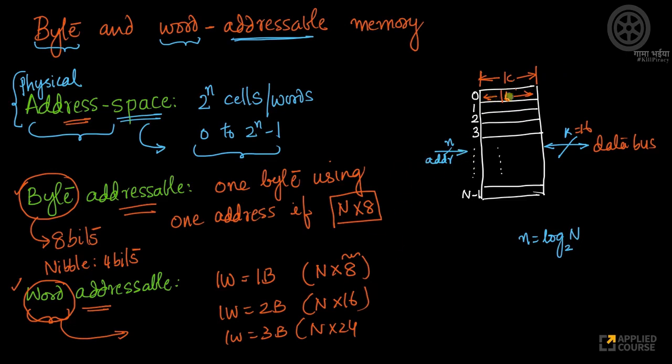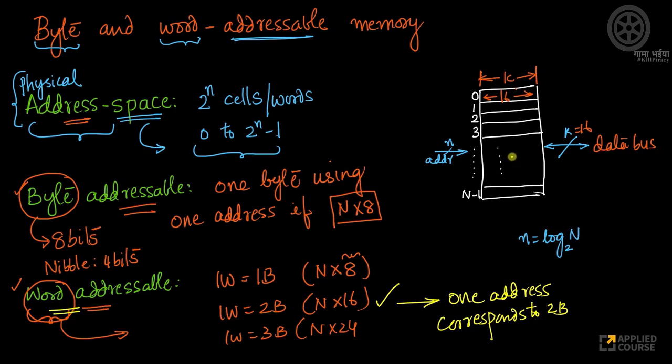In this case, imagine this is 16 bits. Let's take this example. If I give one address here, one address corresponds to 2 bytes, not 1 byte. So in this instance, when each cell or word consists of more than 1 byte, what we have is a word addressable memory, right?